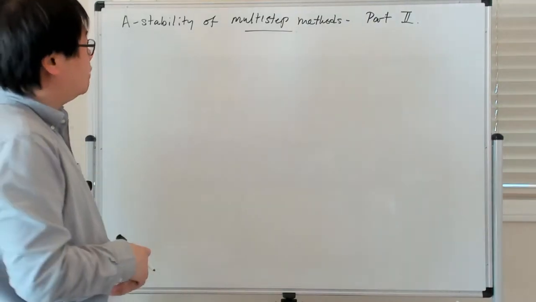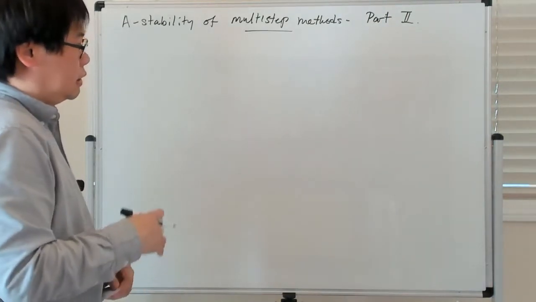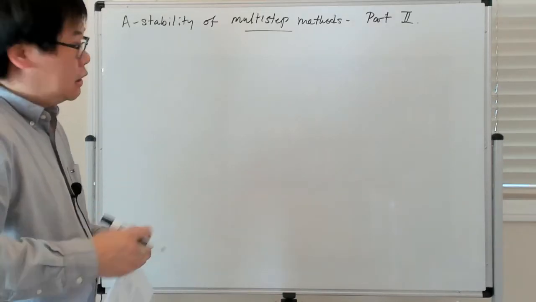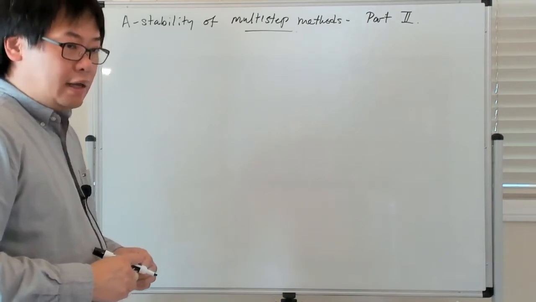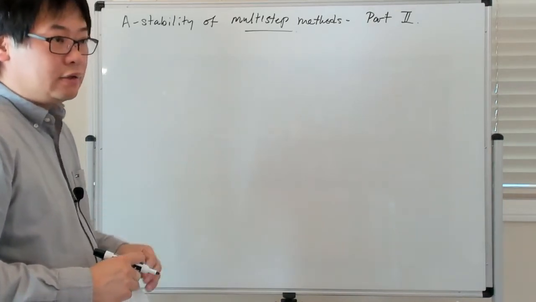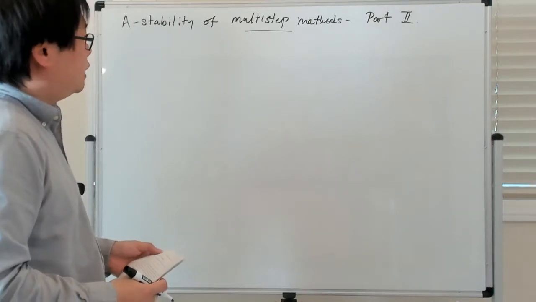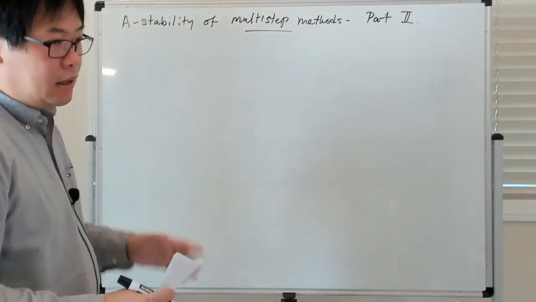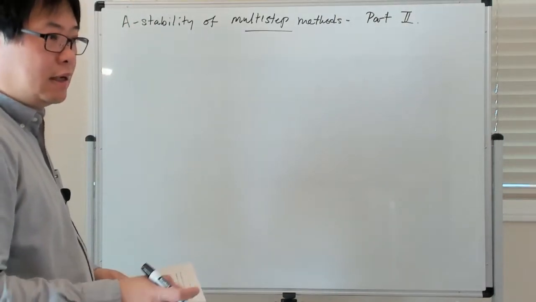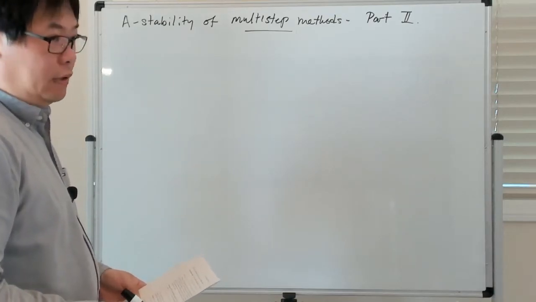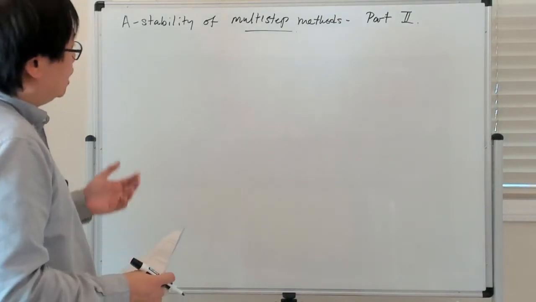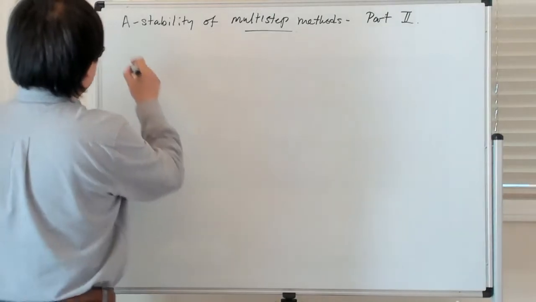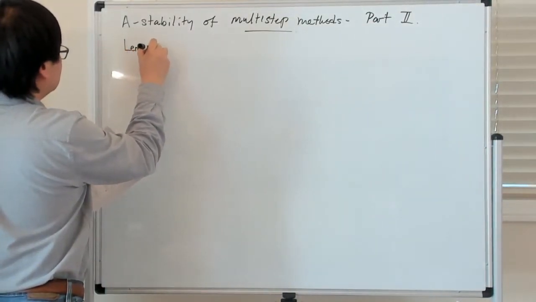With the A-stability analysis of Runge-Kutta methods, we were able to relate that result to an easier one to verify, which requires you to check the condition only on the imaginary axis instead of the entire left half plane, and that involved an appeal to the maximum principle. So let me state the analogous result now for multi-step methods. Let me state the lemma first.